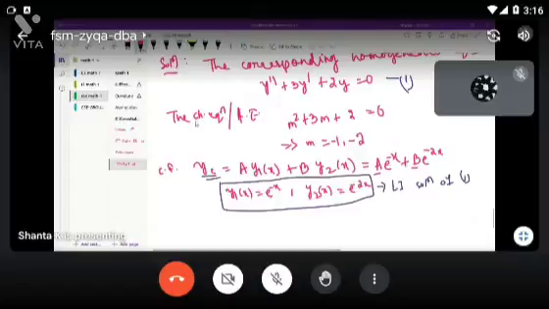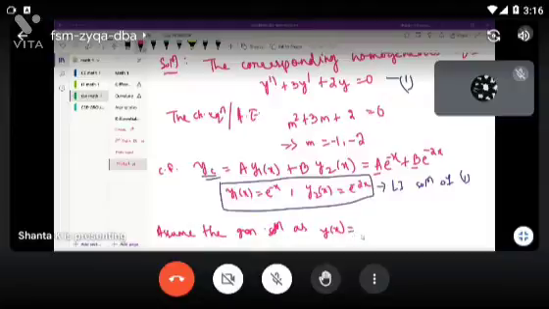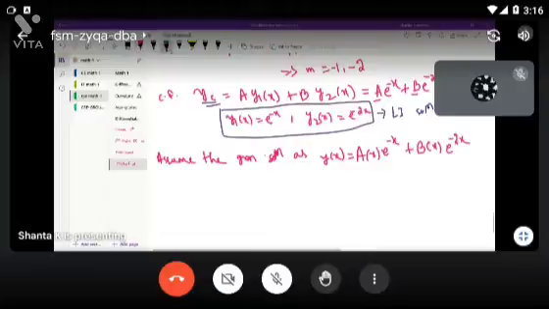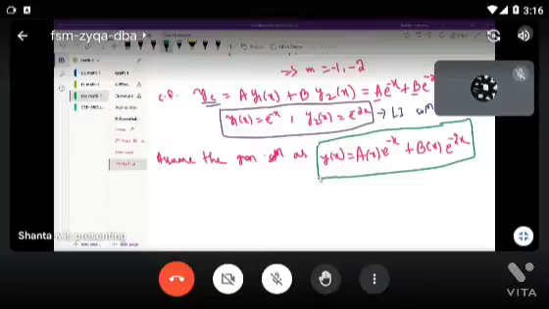Now we assume the general solution as y of x equals a of x into e power minus x plus b of x into e power minus 2x. Okay, this is the general solution. And we will find a(x) and b(x). Our purpose in the method of variation of parameters, from the complementary function we are getting this, and now I will find a(x) and b(x).